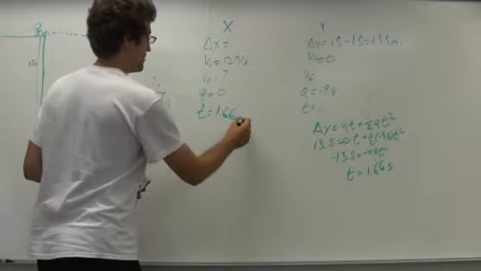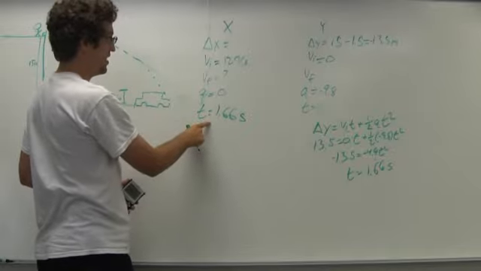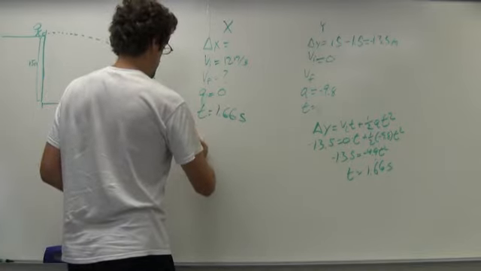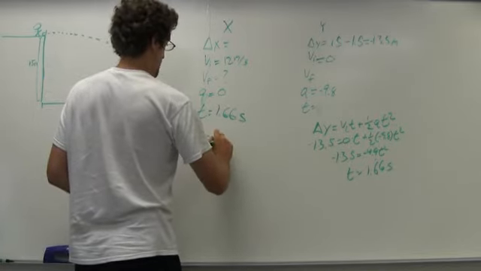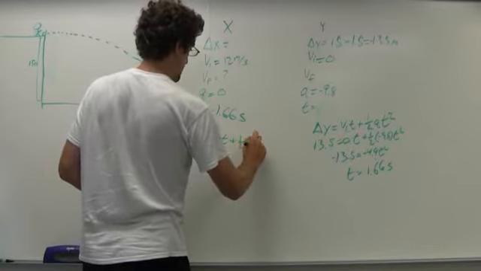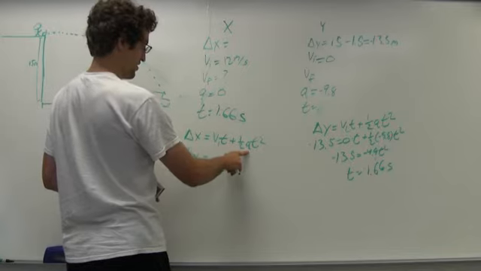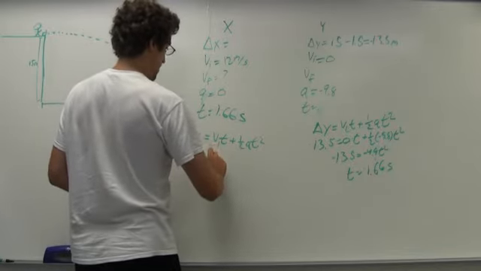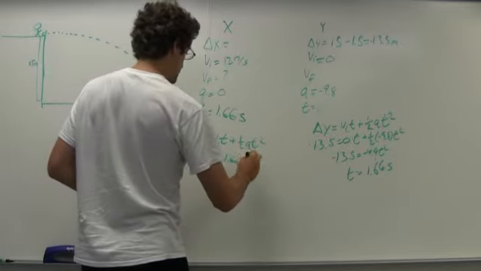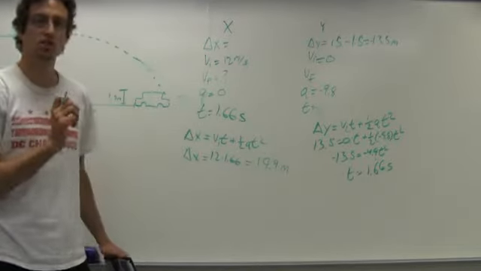We can then take that same time and put it in here. Now, what are we trying to find? We're trying to find change in x. We know v initial, a, and t, so we use the same equation. Change in x equals v initial t plus 1/2 a t squared. Since our acceleration is 0, it just comes out to be 12 times 1.66, which, if you do the math, comes to be 19.9 meters.